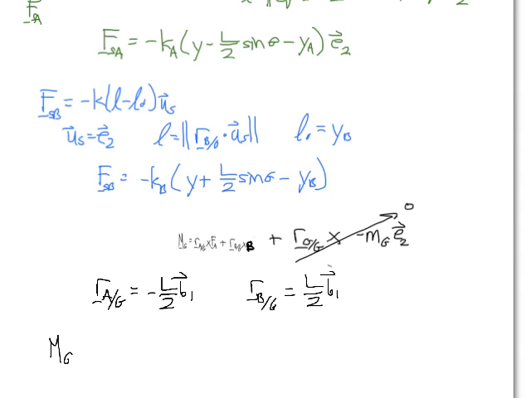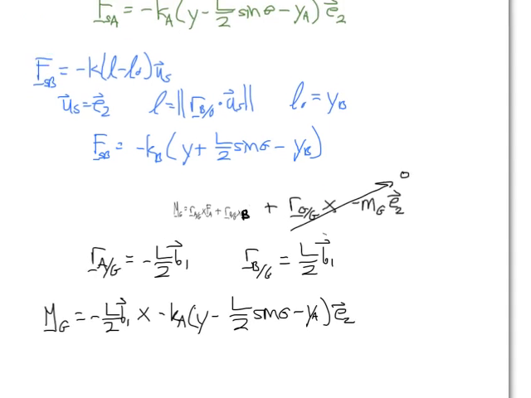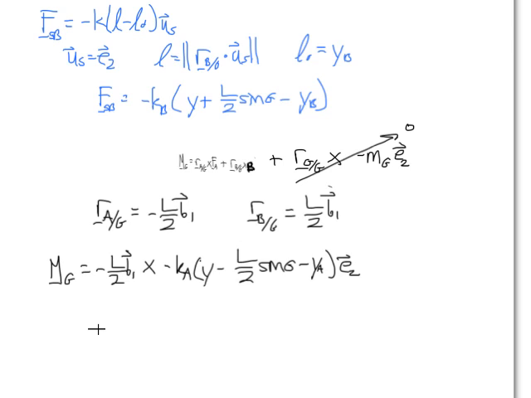And so the moment about the center of mass is equal to negative L over 2 B1 crossed with the expression negative K sub A, Y minus L over 2 sine theta minus Y sub A, that's in the E2 direction, and then we'll add to that the term L over 2 B sub 1 crossing this with negative K sub B, Y plus L over 2 sine theta minus Y sub B in the E2 direction.